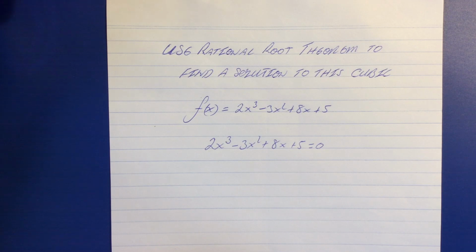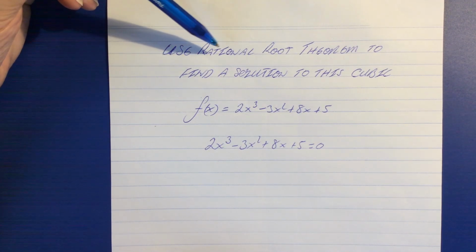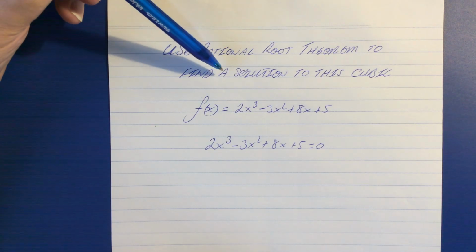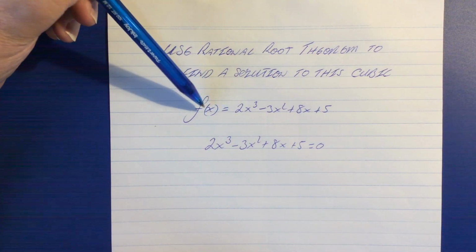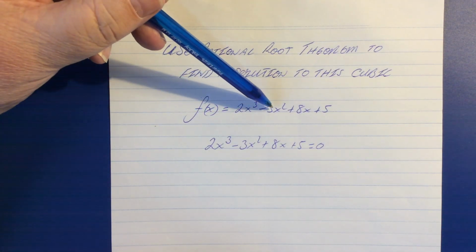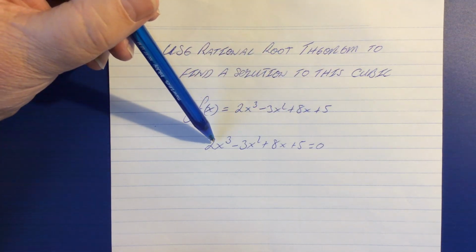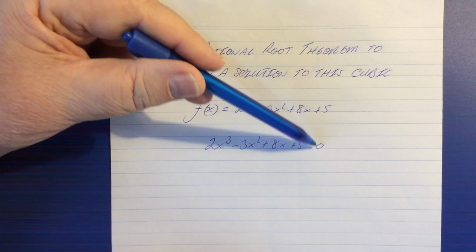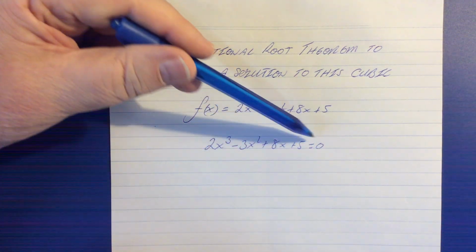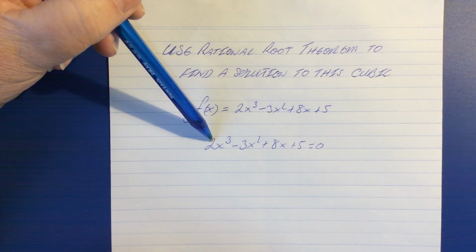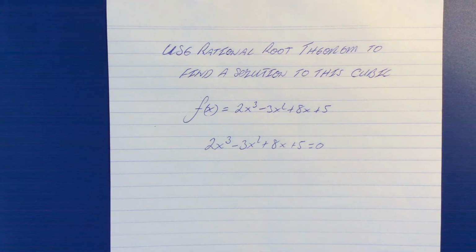Today we're going to explore the rational root theorem, and our instruction is to use the rational root theorem to find a solution to this cubic. Here's the cubic: f(x) = 2x³ - 3x² + 8x + 5. What we're looking for is a solution, or, if we get carried away, maybe a series of solutions that will give us this answer, 0 for x.